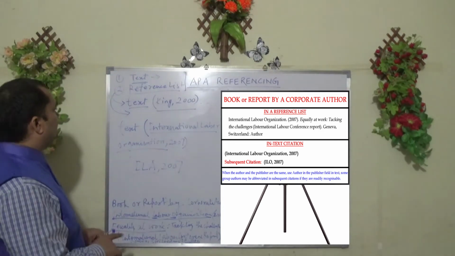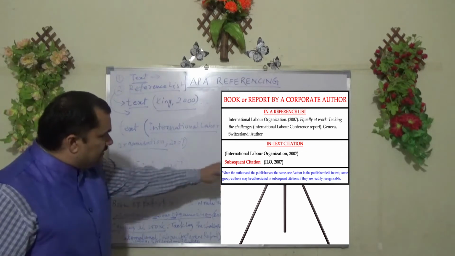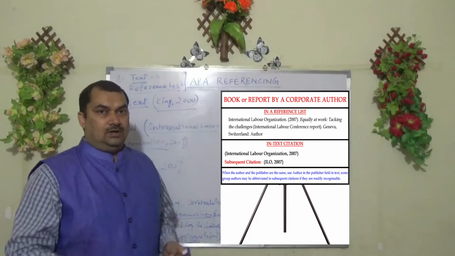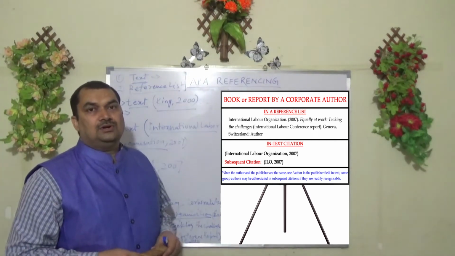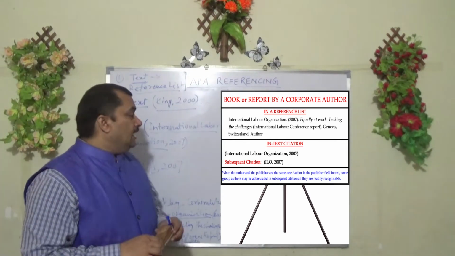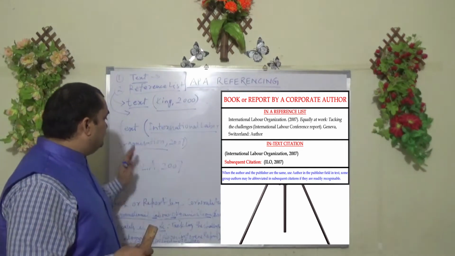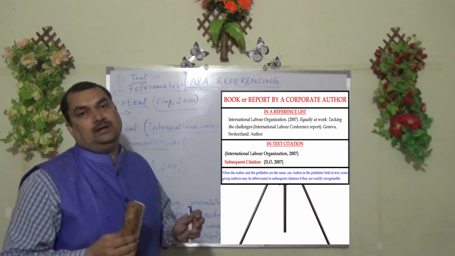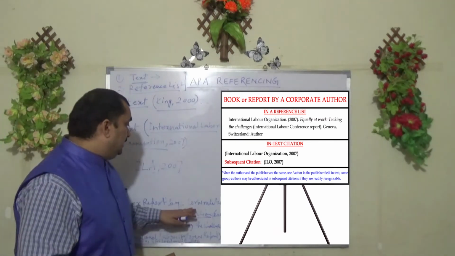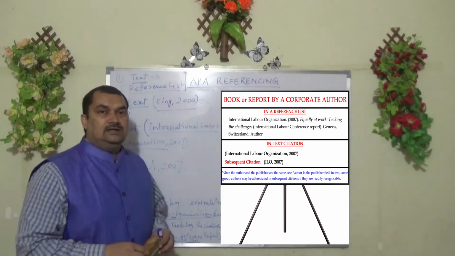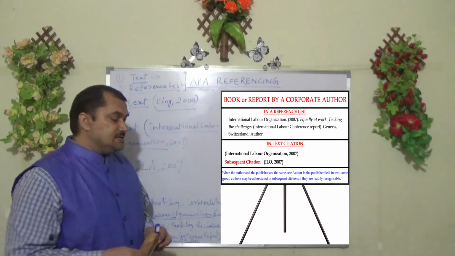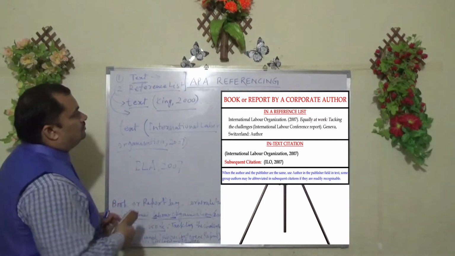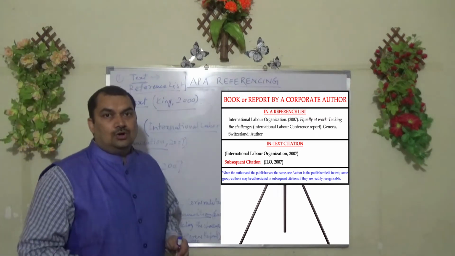So far we have discussed, and you can see the same thing in the image also, the three cases: book written by one author, book written by two authors, and book written by three authors. And the last one which we discussed is the book or report written by any corporate body or corporate author, like any institute name or organization name. After that I am going to show you some other documents and how we deal with them.